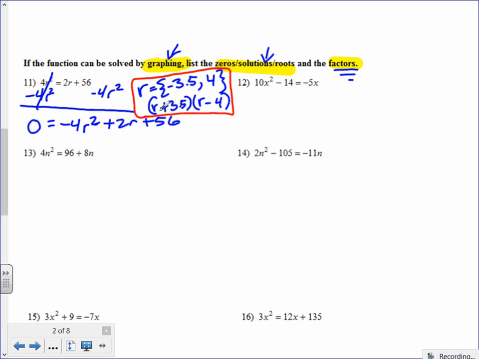No real zeros. Okay. And you get to the ones that don't cross the x-axis, and there are no real zeros. Those will be imaginary. You would use the quadratic formula to find those.